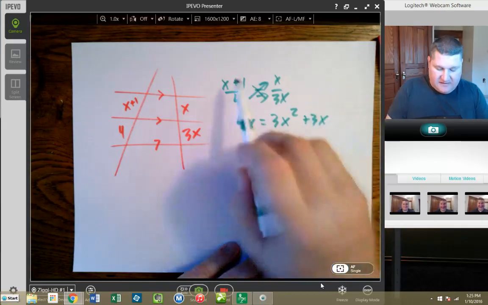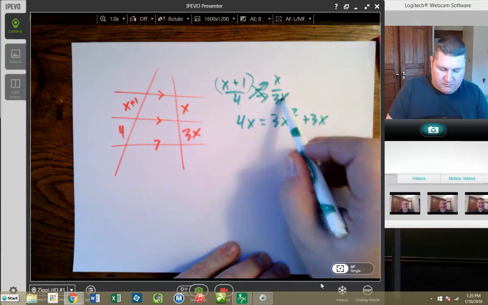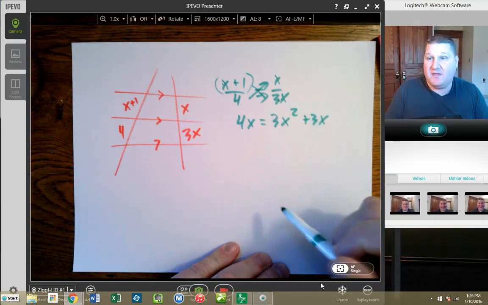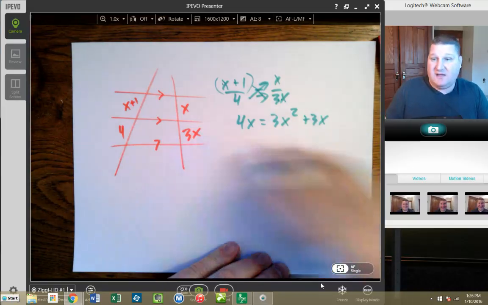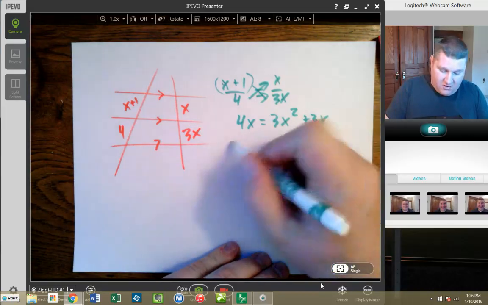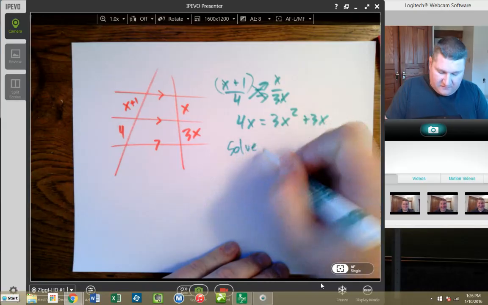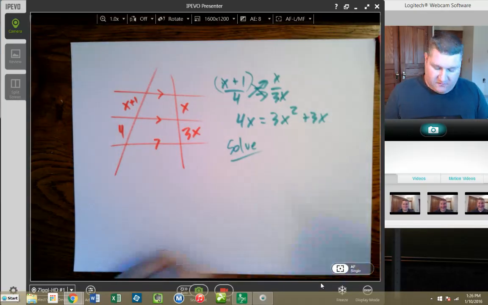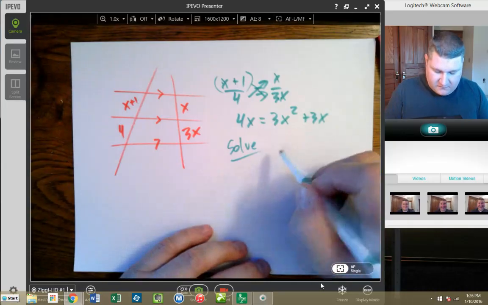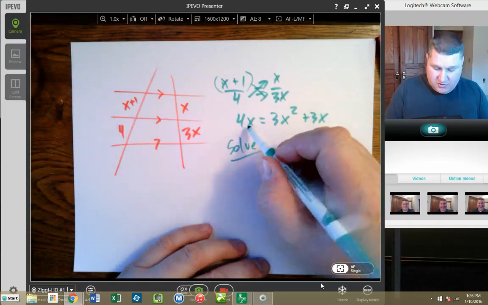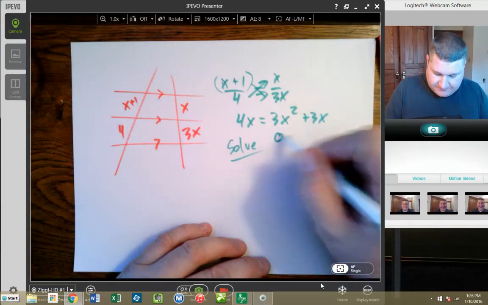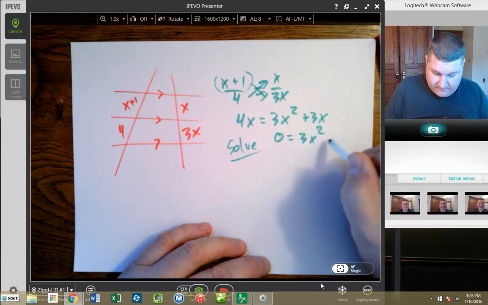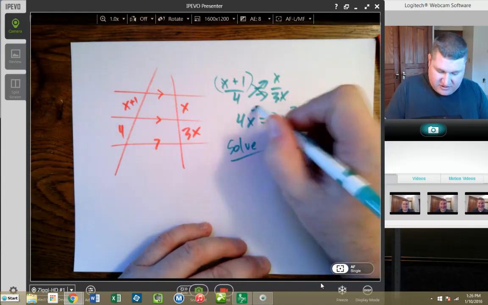Now, how did I get that? Well, because this is in parentheses, so 3x times x, 3x times 1. Works out very nicely. Now, in this case, I'm going to need to solve. What is the first step to solving this for x? The answer, of course, is trying to get everything to one side by subtracting 4x.